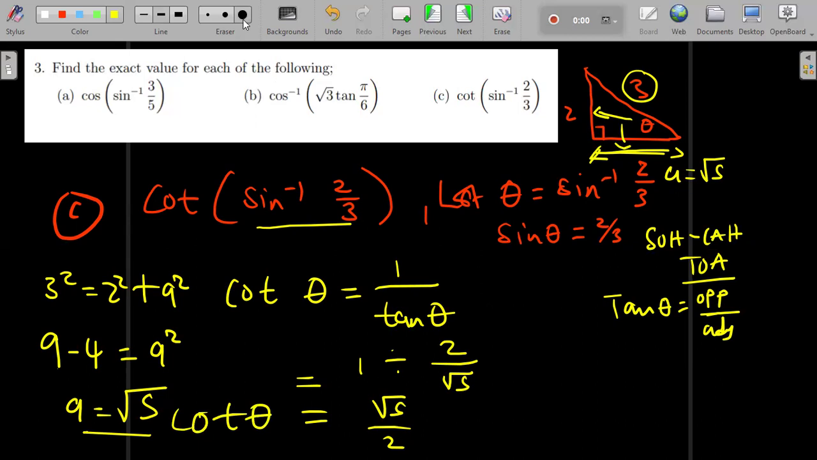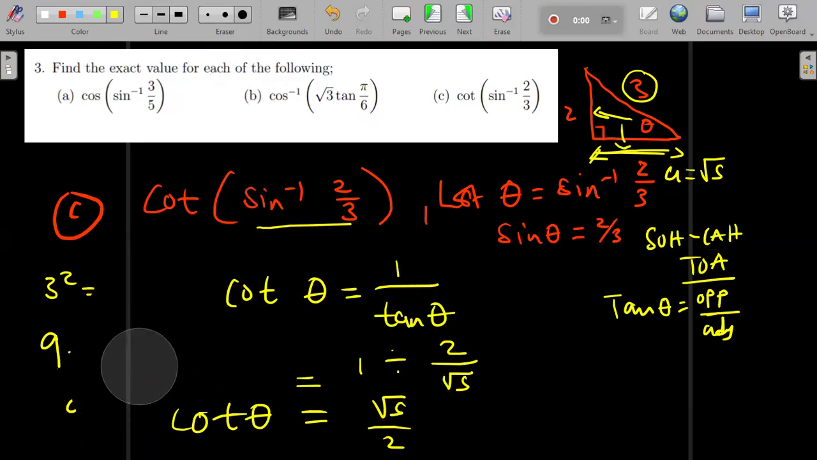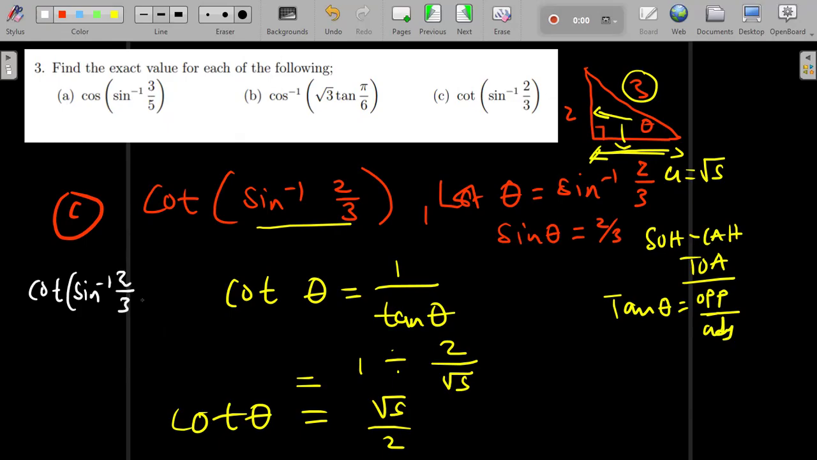And then we can put back the value for theta there. So cot of sine inverse of 2 divided by 3 is actually equal to root of 5 divided by 2. So that's the answer there. Any questions there?